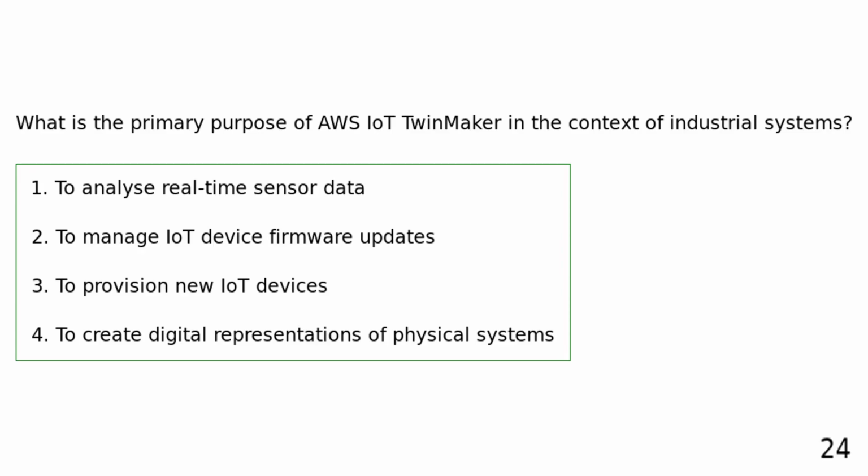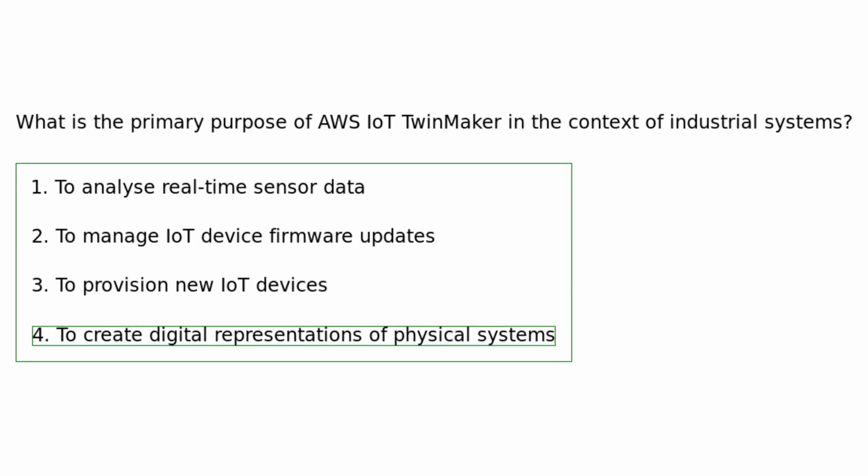What is the primary purpose of AWS IoT TwinMaker in the context of industrial systems? To analyze real-time sensor data. To manage IoT device firmware updates. To provision new IoT devices. To create digital representations of physical systems. AWS IoT TwinMaker is designed to create digital twins, which are virtual representations of physical systems, allowing users to monitor, simulate, and optimize their real-world counterparts.